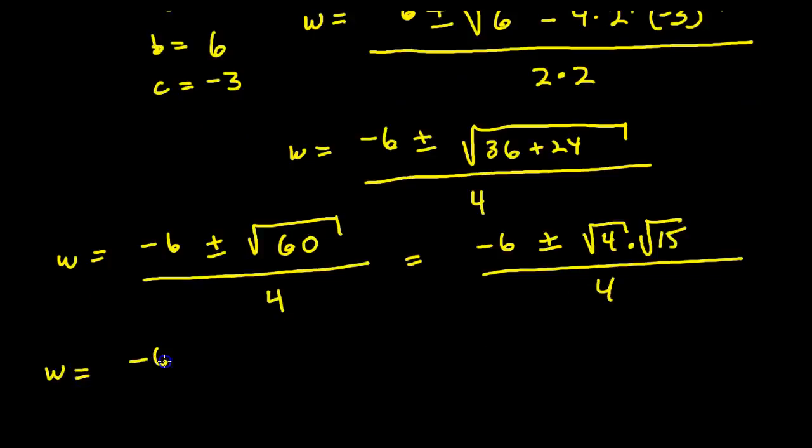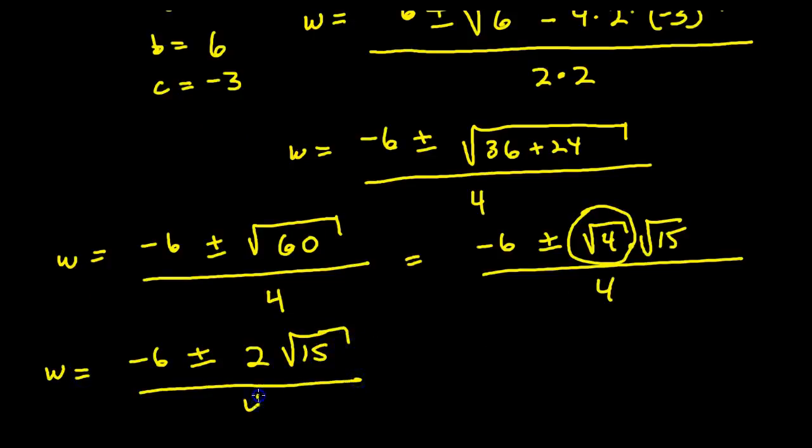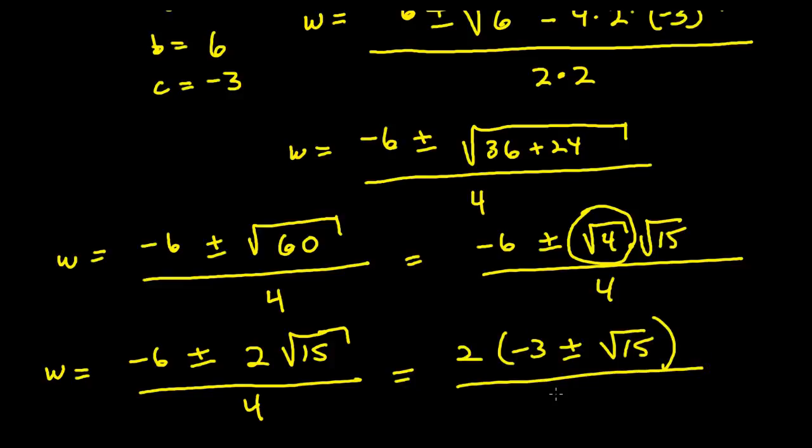W now equals minus 6 plus or minus, well, of course, the square root of 4 is 2. The square root of 15, that can't be simplified any further. Divided by 4. All right, if I now see a common factor of 2 across the fraction bar, I can factor out a 2 from the numerator, and I see the 2 in the numerator will cancel out all but a 2 in the denominator.